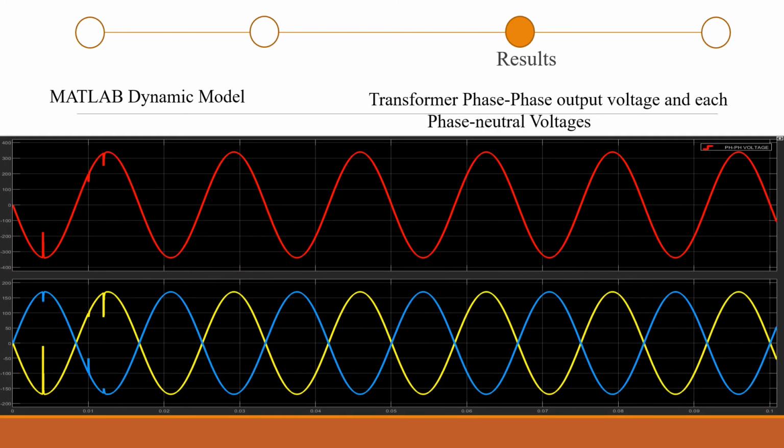As shown in the first graph, the phase-to-phase voltage is 340 volts peak, with approximately 240 volts RMS. And in the second graph, the phase-to-neutral voltage for each phase has approximately 120 volts RMS. All the waves have 60 Hz frequency and are free of harmonics, with a quick transient response while connecting the load part by part in the system startup.